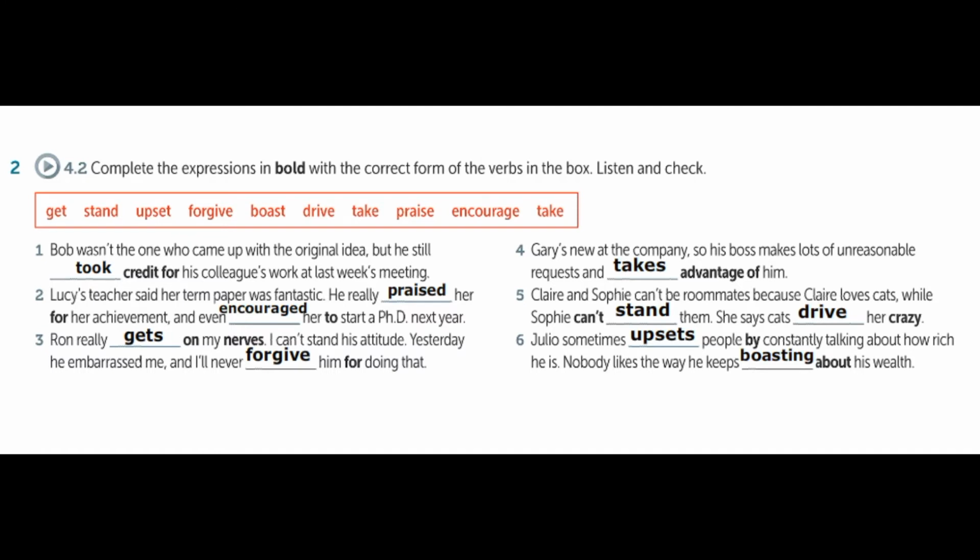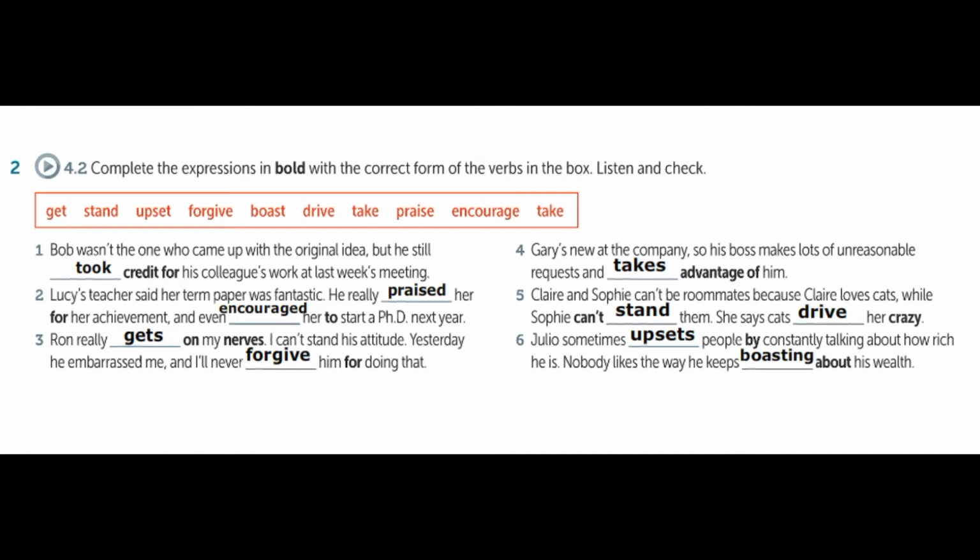4.2. 1, Bob wasn't the one who came up with the original idea, but he still took credit for his colleagues' work at last week's meeting. 2, Lucy's teacher said her term paper was fantastic. He really praised her for her achievement and even encouraged her to start a PhD next year. 3, Ron really gets on my nerves. I can't stand his attitude. Yesterday, he embarrassed me, and I'll never forgive him for doing that.